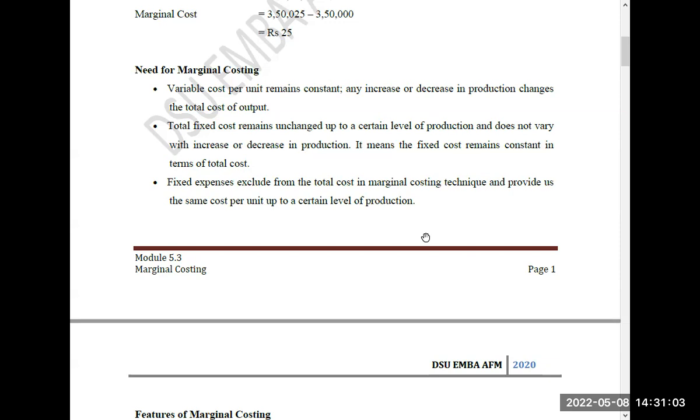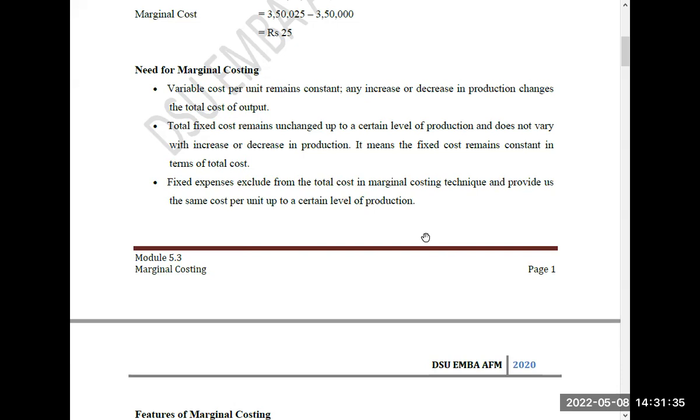You know, some of the organizations are able to give the product for lesser price than that of other competitor. Why? They're producing so many units. Scale of large scale economy. Fixed cost for them per unit remains lesser. Fixed cost per unit reduces if you produce more number of units. That's why. Second point, total fixed cost remains unchanged. Total fixed cost remains unchanged. Not per unit fixed cost. Remains unchanged up to a certain level.